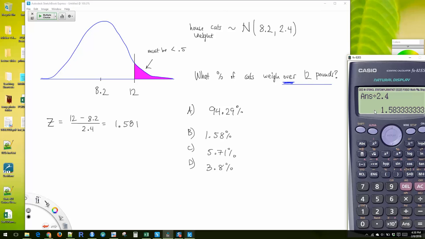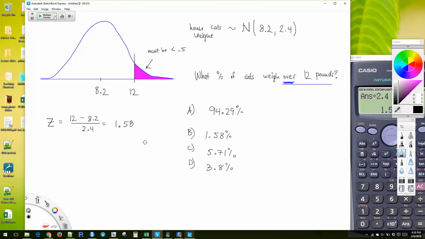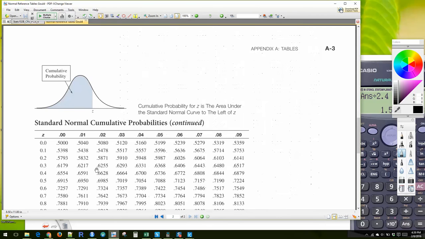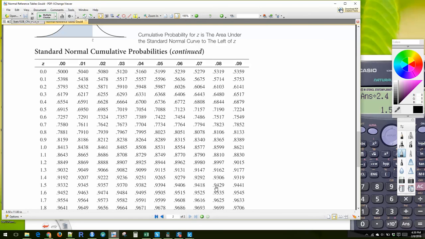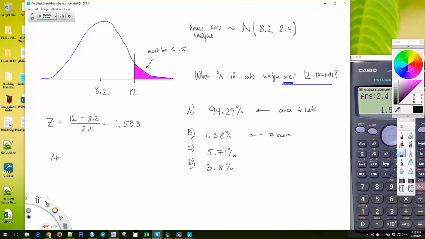This gives me a z-score of 1.583. That's not the answer, this is the z-score. Looking up 1.58 in the table gives me 0.9429. So the area to the left of 1.58 is indeed 0.9429, but I want the area to the right. So the area to the right is 1 minus 0.9429, which leaves me 0.0571. And this is my answer.